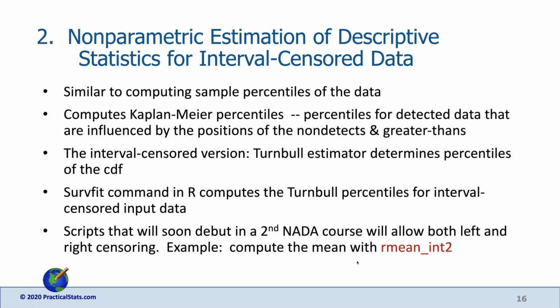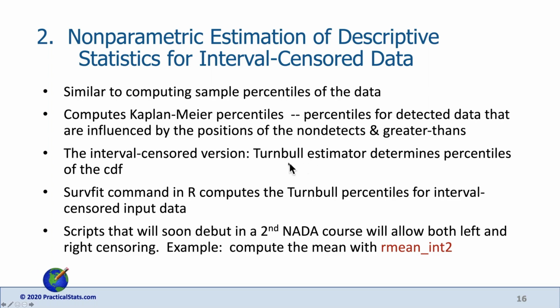All right, moving to non-parametric estimates. It's similar to computing just sample percentiles of the data and the tests, like the Kruskal-Wallis test or the Wilcoxon rank sum test. Those are all just dealing with percentiles anyway. So there is a procedure called the Kaplan-Meier percentiles that, when you were just dealing with values on one side, just the non-detects, is called Kaplan-Meier. A statistician named Turnbull came along a year or two later and said, hey, we can do this on both sides. And so gave an interval censored version of the Kaplan-Meier procedure.